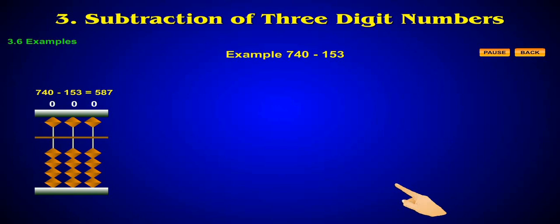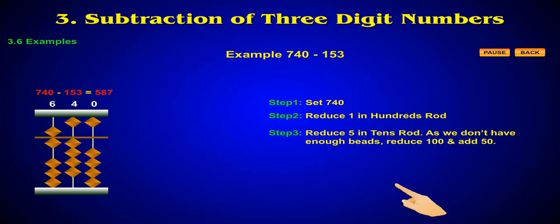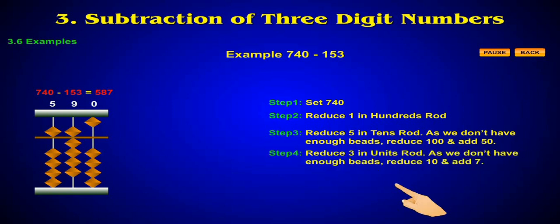Example: 740 minus 153. Step 1. Set 740. Step 2. Reduce 1 in hundreds rod. Step 3. Reduce 5 in tens rod. As we don't have enough beads, reduce 100 and add 50. Step 4. Reduce 3 in units rod. As we don't have enough beads, reduce 10 and add 7. Step 5. Count the beads.